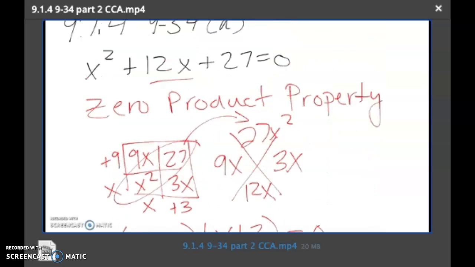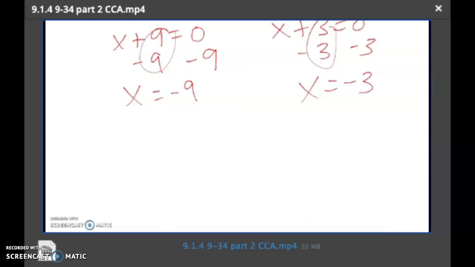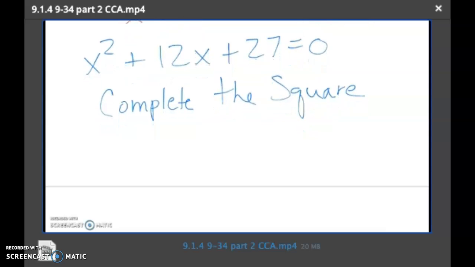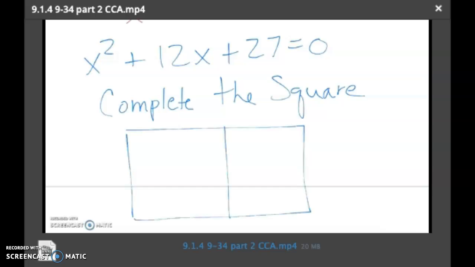I'm going to do the same equation. Go ahead and rewrite it. X squared plus 12x plus 27 equal to 0. And now this time I'm going to complete the square. Okay, so when you hear completing the square, you're actually trying to make a square with your algebra tiles. So you have your equation mat, and I've got an x squared tile. The bottom left-hand corner, I have 12 x's, so I'm going to put 6 of them here and 6 of them here.